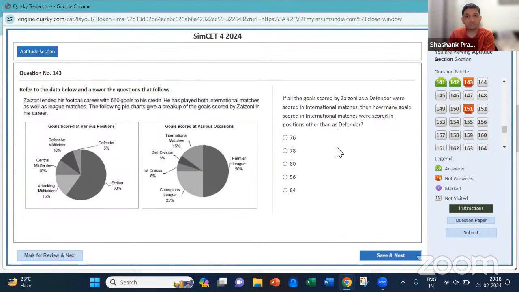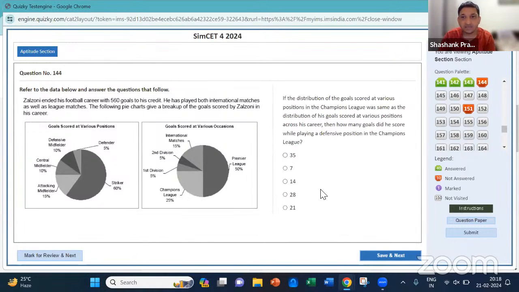So 70 is not in the options, other than as a defender. Okay, let's do it again. 10% is 56, 5% is 28. Acha, 50% we did, right? Okay, sorry. So 28 was defender. 15% is 84. 84 minus 28, 56 is my answer.